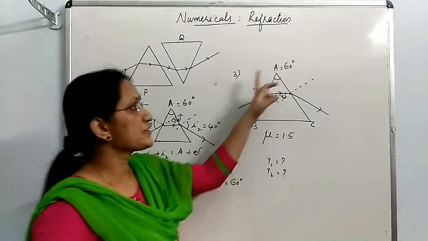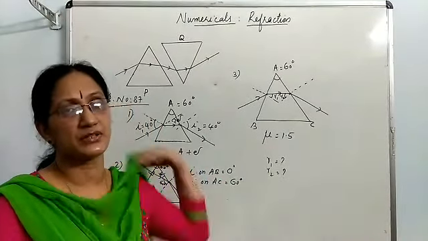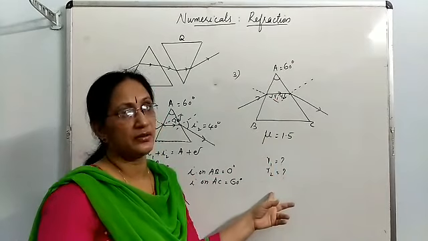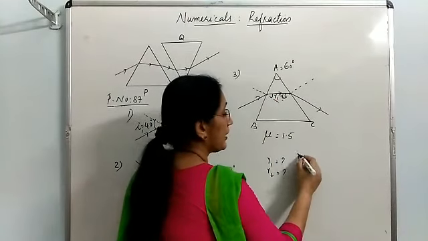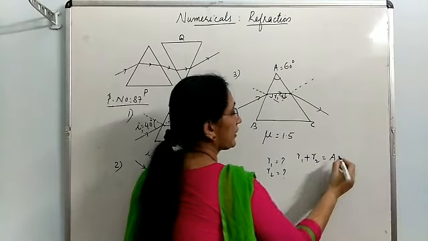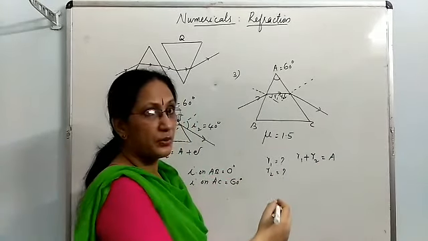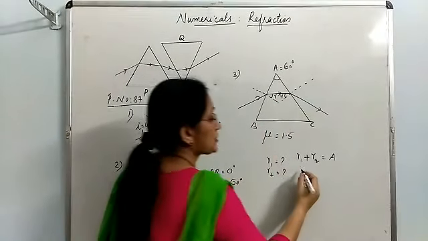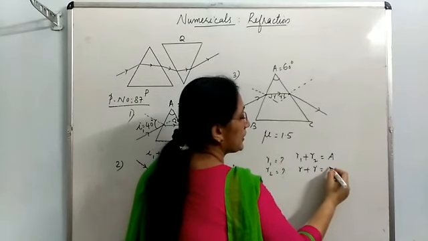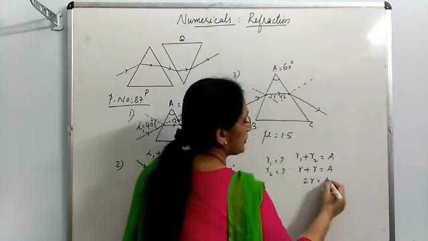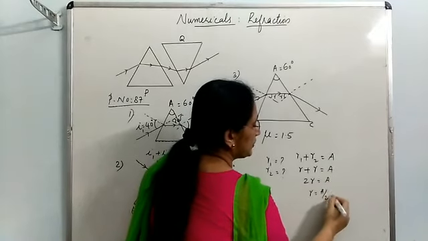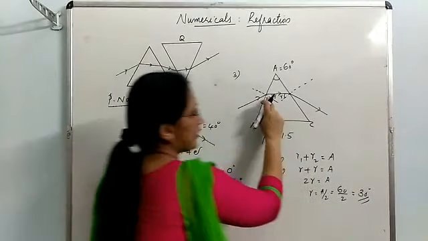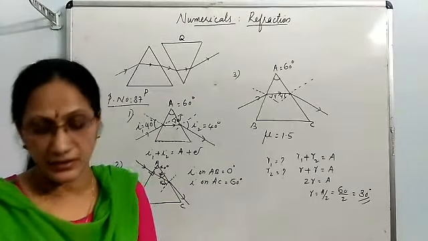And it is given that this prism is kept at minimum deviation position. At minimum deviation position, R1 and R2 are equal. And you know the formula, R1 plus R2 is equal to A. And R1 and R2 are equal, so I am giving the same symbol R. Both angles are equal. So R plus R is equal to A. 2R is equal to A. So R is equal to A by 2. A is 60 degree by 2. So both angles are 30 degree each.